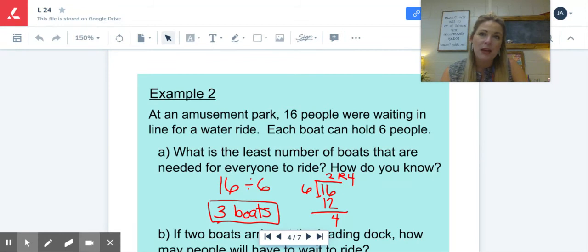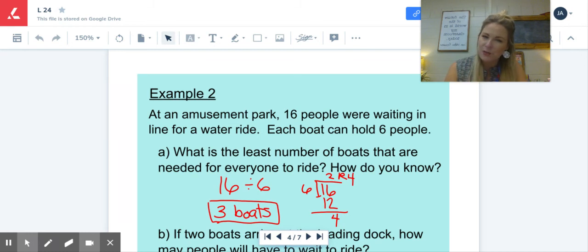And when I took 16 divided by 6 right here, I ended up with 2 remainder 4. So I was saying earlier today, if I were the person running the amusement park, it wouldn't make sense for me to say to my staff, hey everyone, just a heads up, we need to run 2 remainder 4 boats this afternoon. It's not reasonable. You don't run a remainder of a boat. You can't run part of a boat. You just have to run another boat. So 2 remainder 4 is not a reasonable answer. We have to just run a 3rd boat. That makes sense. So your most appropriate answer is 3 boats.